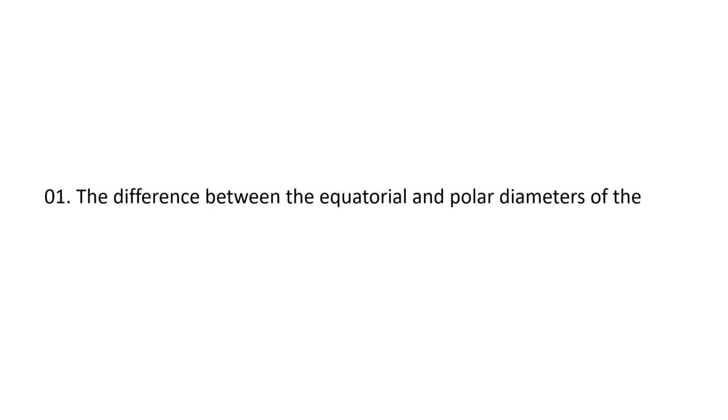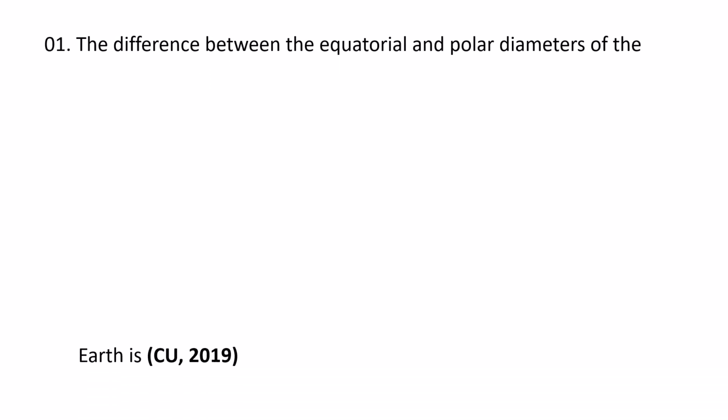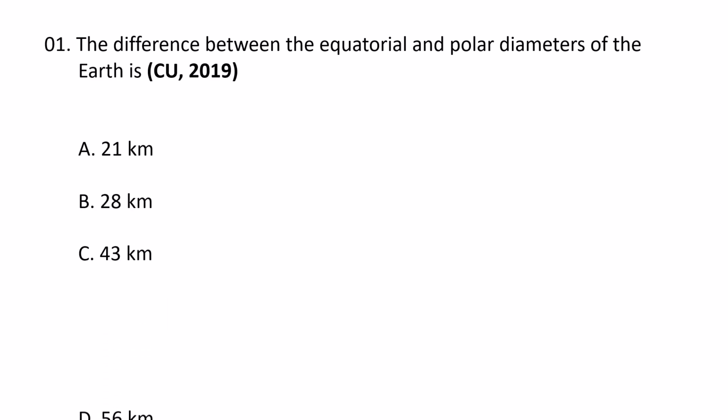The first question: the difference between the equatorial and polar diameters of the Earth is A. 21 kilometers, B. 28 kilometers, and C. 43 kilometers, and D. 56 kilometers. The correct option is C. 43 kilometers. The difference between the equatorial and polar diameters of the Earth is approximately 43 kilometers.